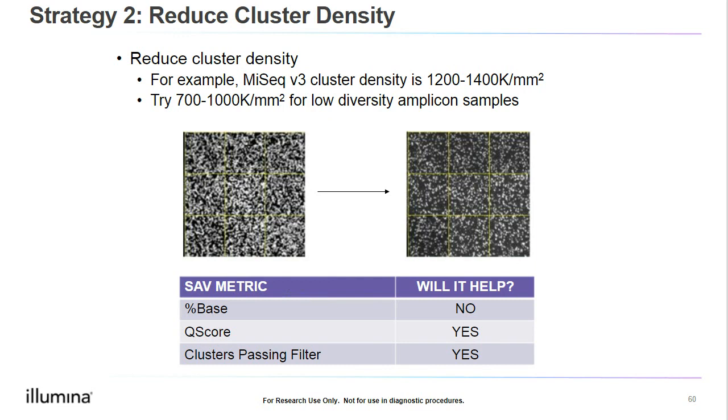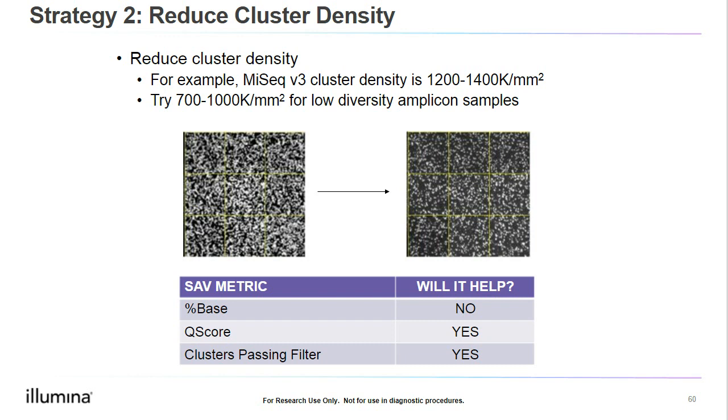The second way we can improve low diversity sequencing is by lowering cluster density. For example, for a well-balanced library sequenced on the MiSeq with V3 chemistry, we typically want to see a cluster density of 1200 to 1400 K per millimeter squared. For a low diversity run, we want to lower that to between 700 and 1000 K per millimeter squared. Cluster density may be adjusted in subsequent runs to maximize quality and data output.